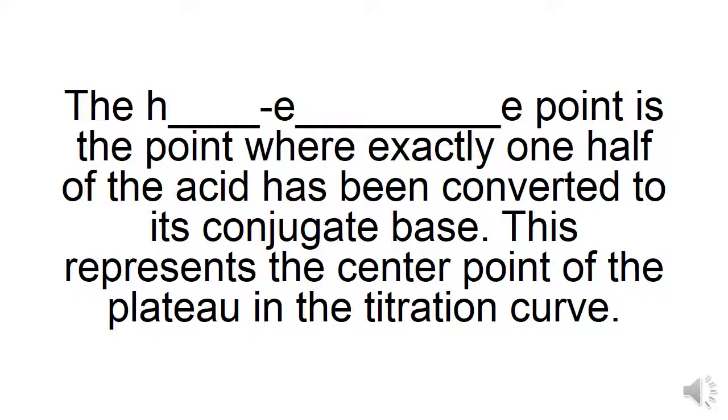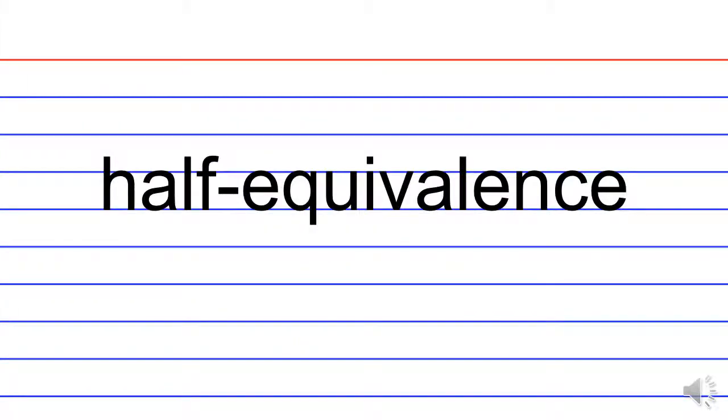The half-equivalence point is the point where exactly 1/2 of the acid has been converted to its conjugate base. This represents the center point of the plateau in the titration curve. So it is the half-equivalence point. That would be the half equivalence point.